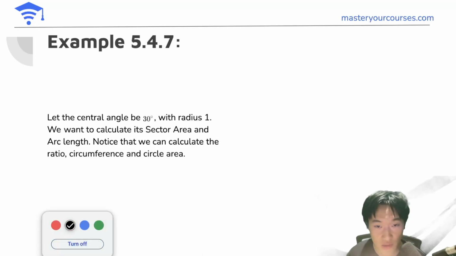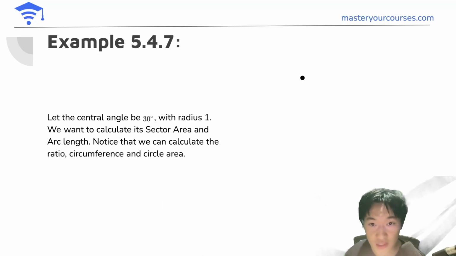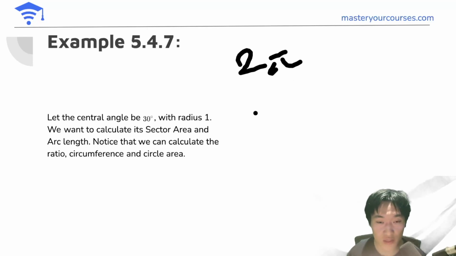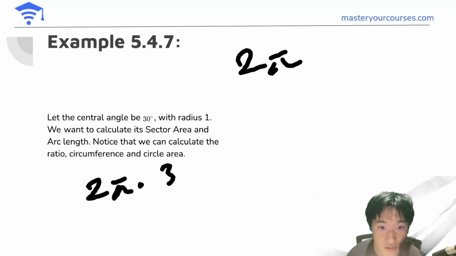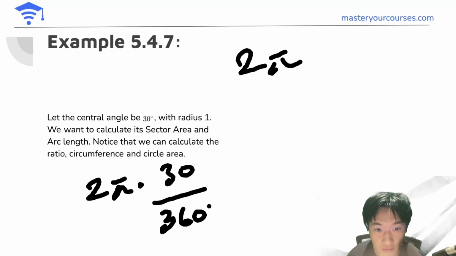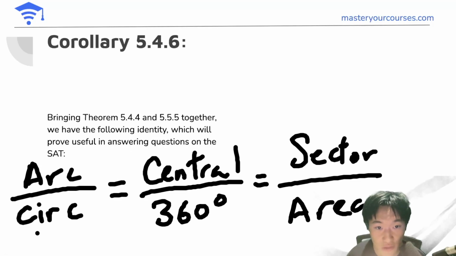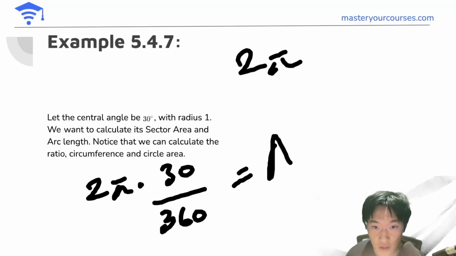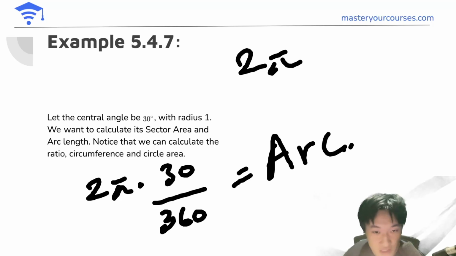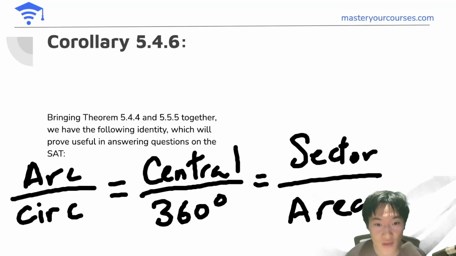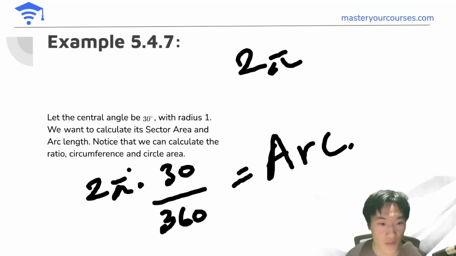The circumference is also quite fast. What's the circumference in this case? Well, 2 pi r, and r is equal to 1, so the circumference is 2 pi. We want to know the arc length. Just multiply 2 pi times 30 divided by 360. This ratio, 30 over 360, is the central angle divided by 360 degrees, which is equal to the arc length over circumference. So you multiply both sides by circumference, and you get the arc length. See how fast that was? Very simple. You just have to know this identity to derive identities about the arc length, sector area, and so on.